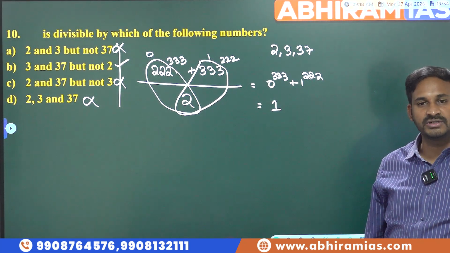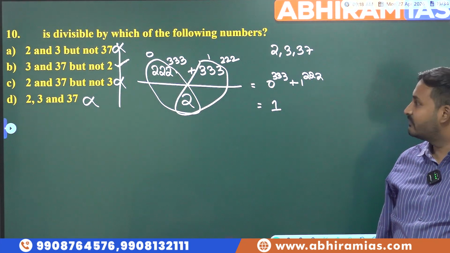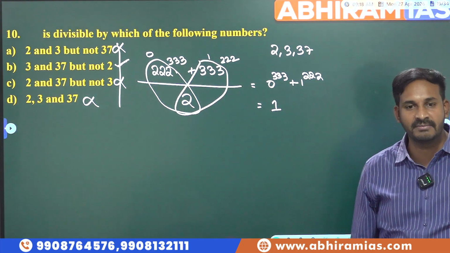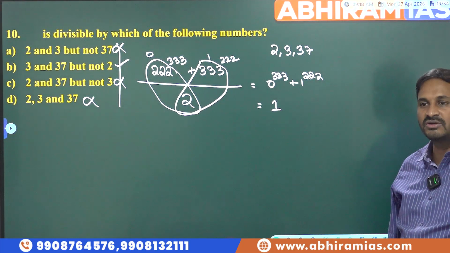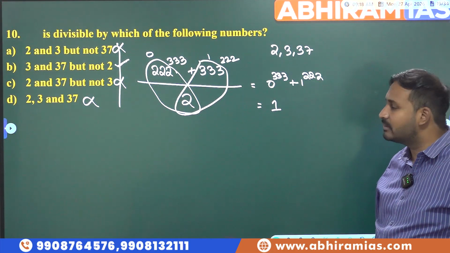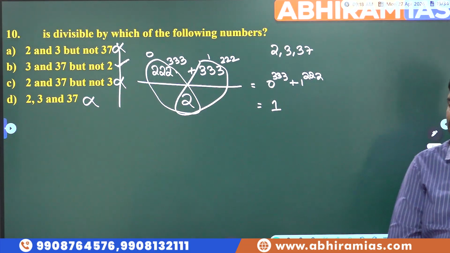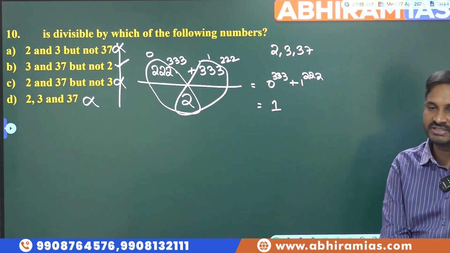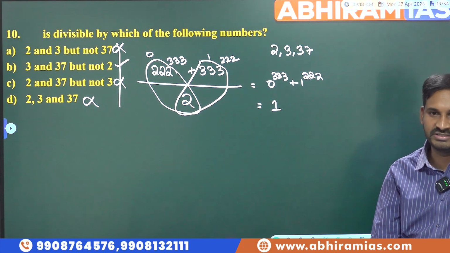Divisible means you should get a remainder as 0. But when I divide that number with 2, I am getting a remainder as 1. So it is not divisible by 2. With that alone we can mark the answer. Here it is divisible by 3 and 37. Check, with 3 and 37 you will get the answer.